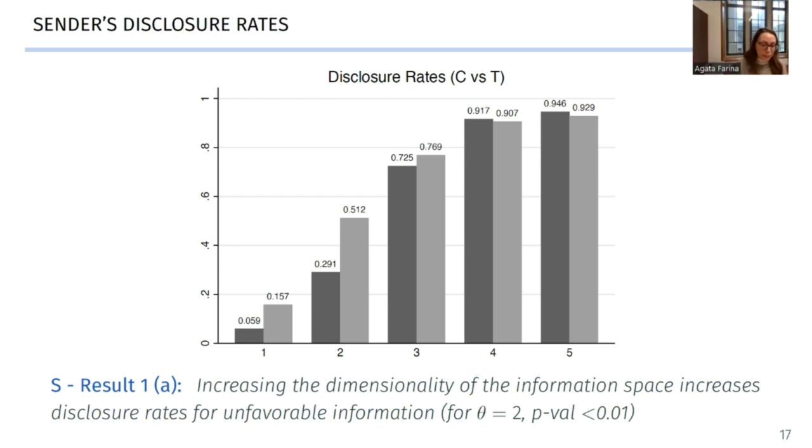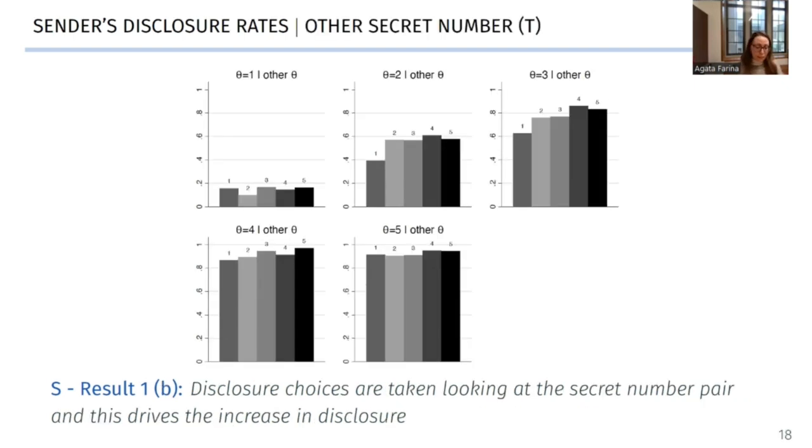This increase is only significant at the 10% level for the secret number equal to 1, but it's significant at the 1% level for the secret number 2. For the more favorable information, so 3, 4, and 5, the rate of disclosure does not significantly differ in the two treatments. So we do validate our first conjecture that this manipulation of the information space leads the sender to disclose more.